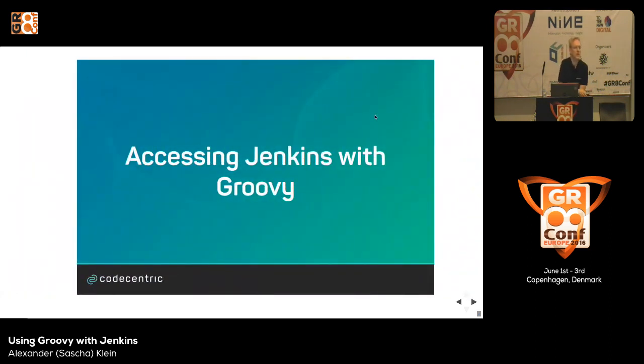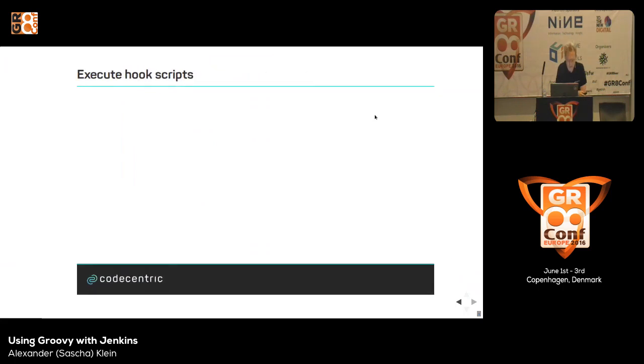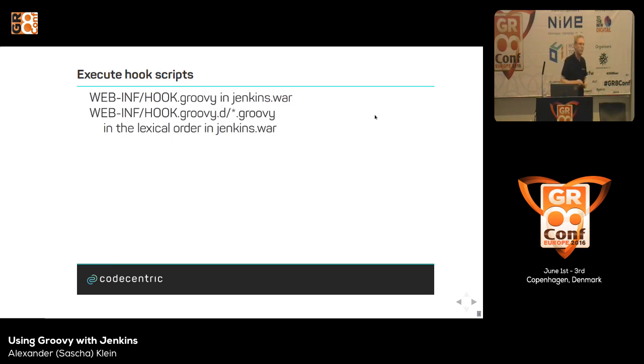So, how could we access Jenkins with Groovy? Now we are not in Jenkins, but outside of Jenkins. We want to control or steer anything inside of Jenkins. Therefore, we have some execution hooks. They have to reside inside the WEB-INF folder of the Jenkins war file or the exploded war file. They're called like the hook, with the ending .groovy. It's not so complicated. They will be executed in the lexical order in which they are found in the directory. This is sometimes very important if you rely on other things.